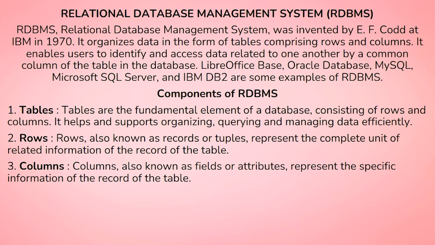Components of RDBMS. 1. Tables. Tables are the fundamental element of a database, consisting of rows and columns. It helps and supports organizing, querying, and managing data efficiently. 2. Rows, also known as records or tuples, represent the complete unit of related information of the record of the table. 3. Columns, also known as fields or attributes, represent the specific information of the record of the table.